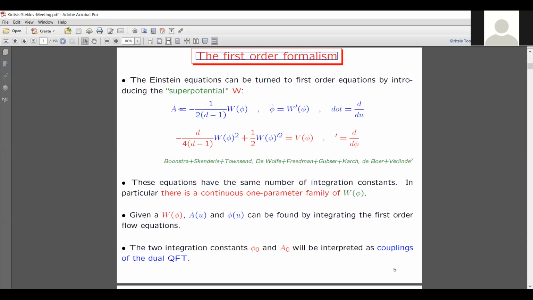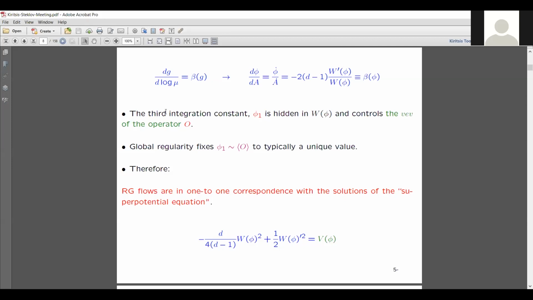Now, if we integrate these first-order equations for phi and A, the integration constants, which are A0 and phi 0, essentially are interpreted as couplings of the dual quantum field theory. We can define the analog of the beta function here, the holographic beta function, to be essentially d phi dA. Phi stands for the coupling constant, A, as we said, stands for the logarithm of mu. So this is phi dot over A dot.